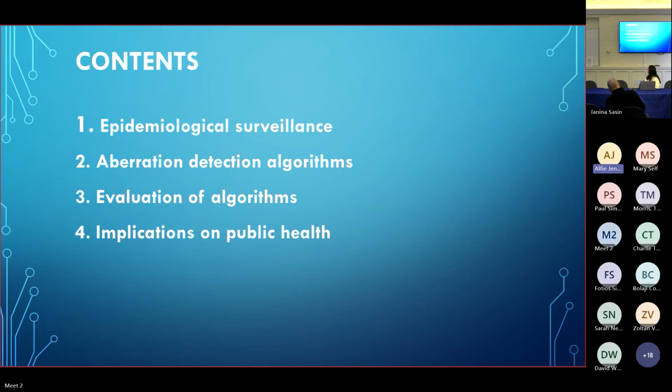And then the implications of these algorithms on public health, the extension to multi-site surveillance, and finally some further work.